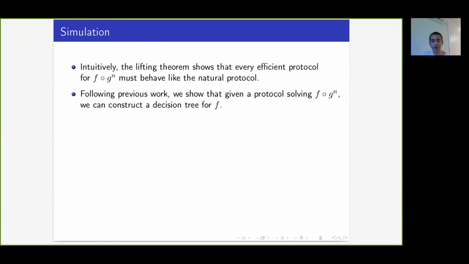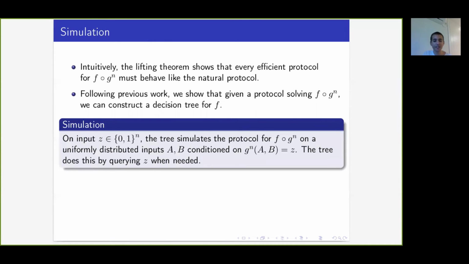Following previous work, we showed that, given a protocol that solves the lifted problem f composed with G, we can construct a decision tree for f. This is done via a simulation argument. That is, the decision tree runs a simulation of the protocol for the lifted problem. More specifically, on input Z, the tree simulates the protocol on uniformly chosen inputs A and B, such that G to the power of n of A and B is equal to the input Z. The tree runs the simulation by querying Z when needed.